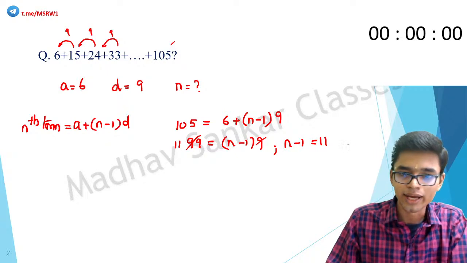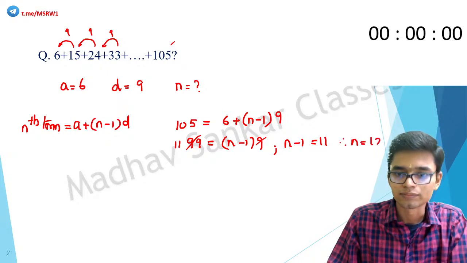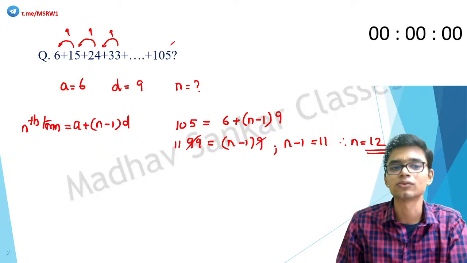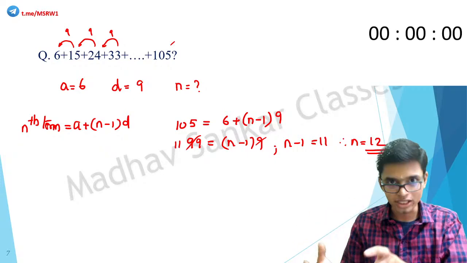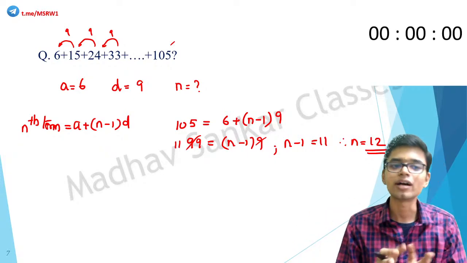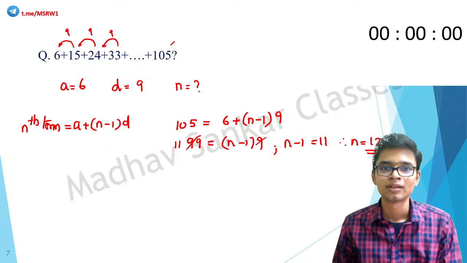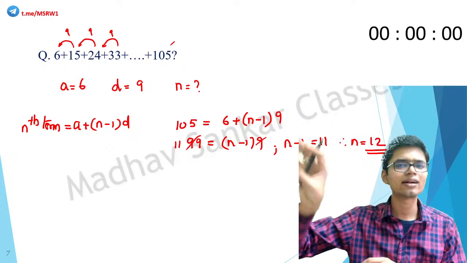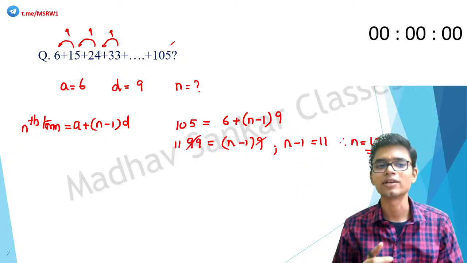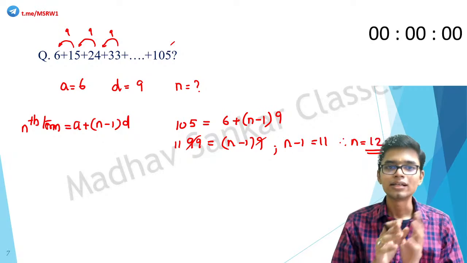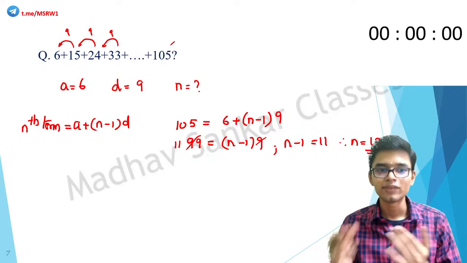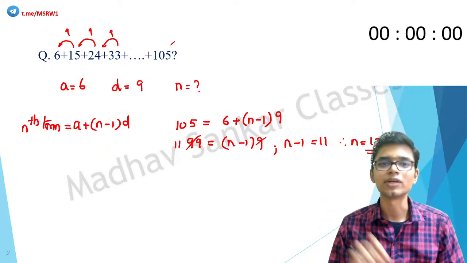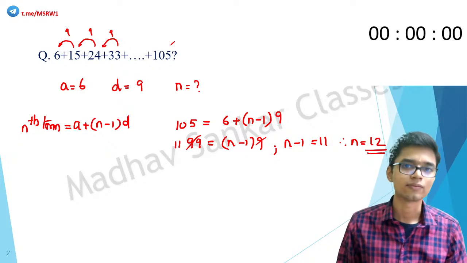Correct? So n is equal to 12. So now we have the value of n as 12. In this question, the value of n was not given, so we have found that out using a formula which gives us the nth term. Here we assume that 105 is the nth term. We picked 105 since it's the last term given here, and that nth term is equal to a plus n minus 1 into d. We already know the value of a and d and this term. So one variable, one equation. We found the answer: n is equal to 12.